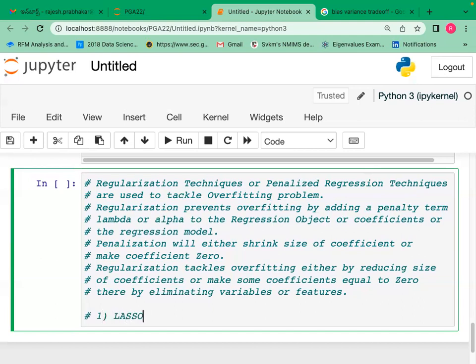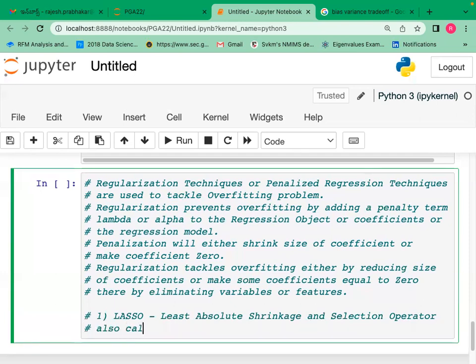The first algorithm is Lasso. Lasso means least absolute shrinkage and selection operator. It is also called L1 norm or L1 penalty.